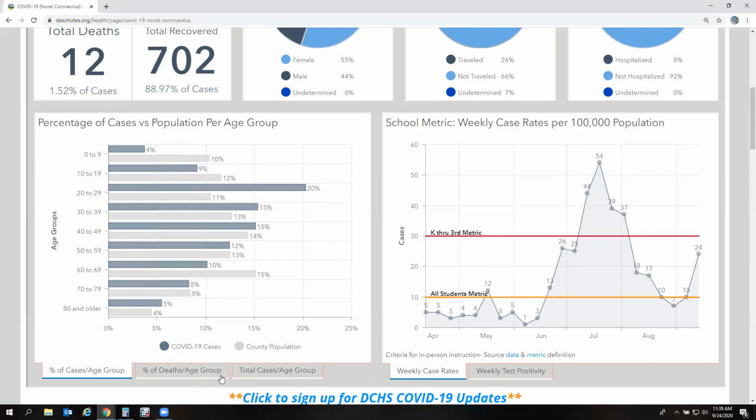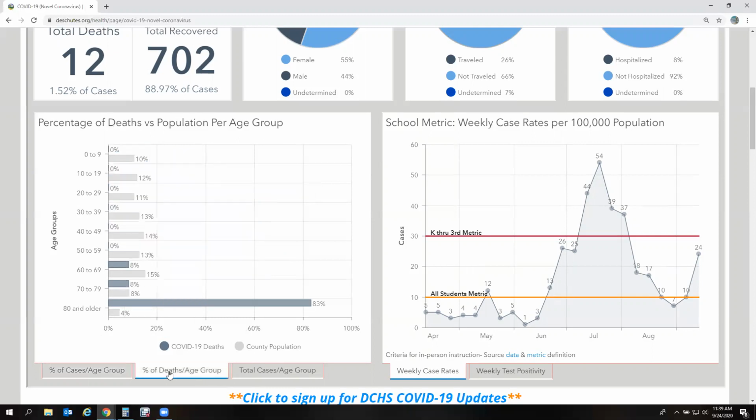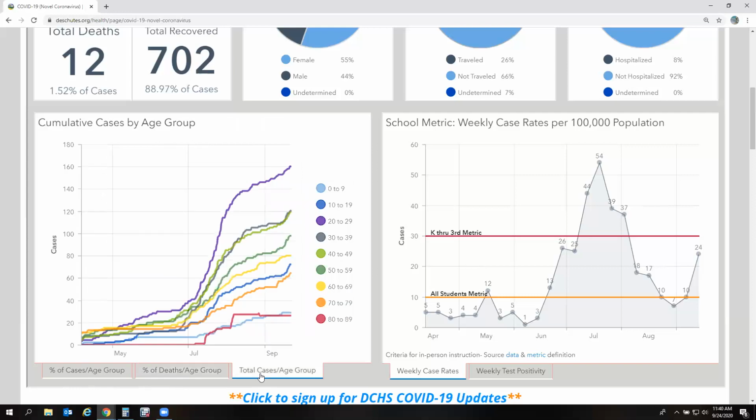over time. I'm going to click through these other tabs at the bottom. You can just click here. This is really similar to the cases by age group, but it shows the deaths by age group compared to the population. So for us, you can see 83% of our deaths, of the 12 deaths in Deschutes County from COVID-19, were age 80 and older, compared to 4% of our population. So this is a great place to look if you're wanting more information on deaths.